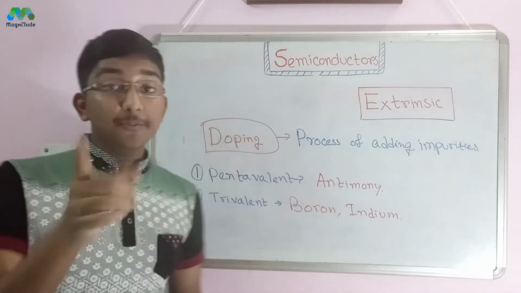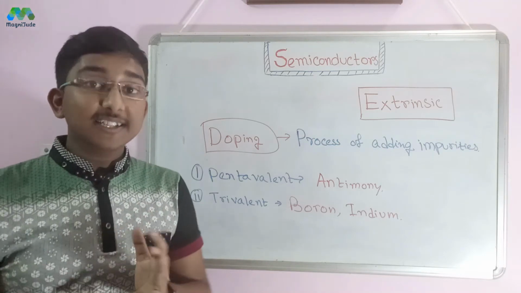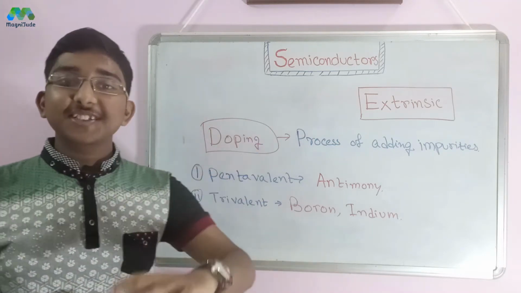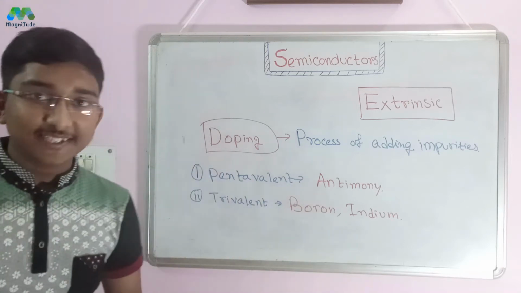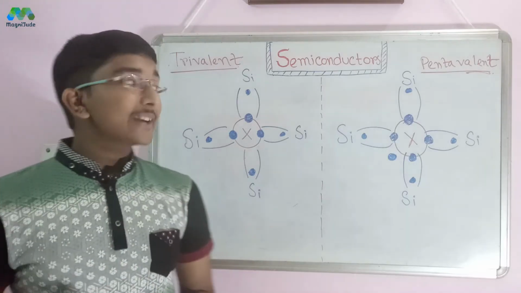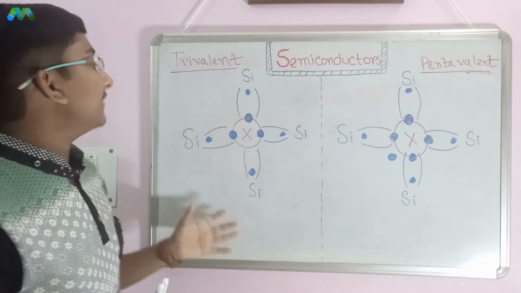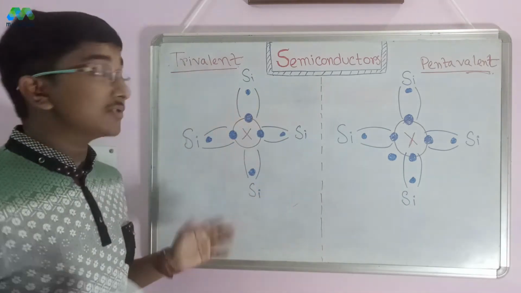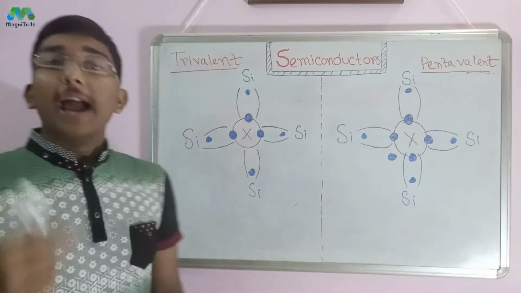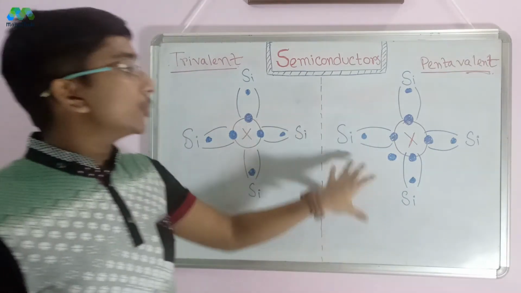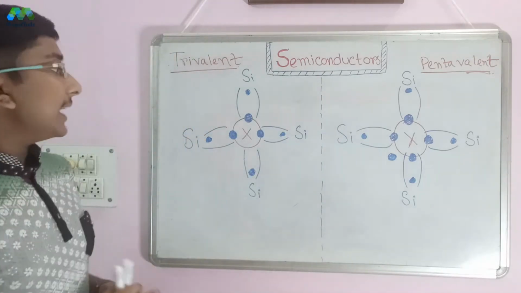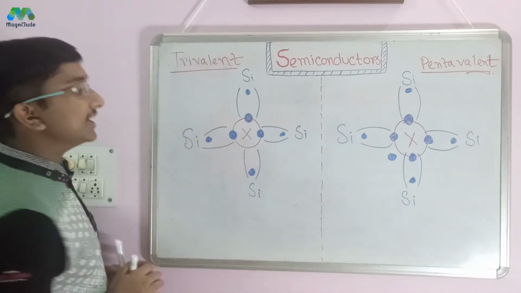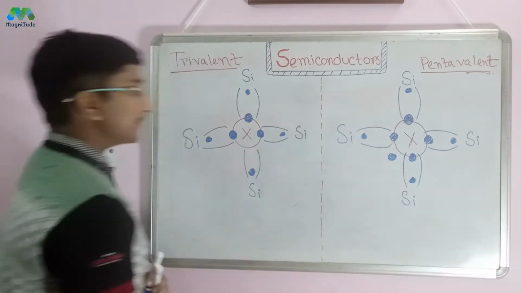Now I will give you a very good example by which you can understand how these extrinsic semiconductors have more power of conductivity. So let's move to that example. Here I have taken two examples: on one side I have doped the silicon lattice with a trivalent atom, and on the other side I have doped the silicon lattice with a pentavalent atom. I have denoted this impurity with X on both sides.